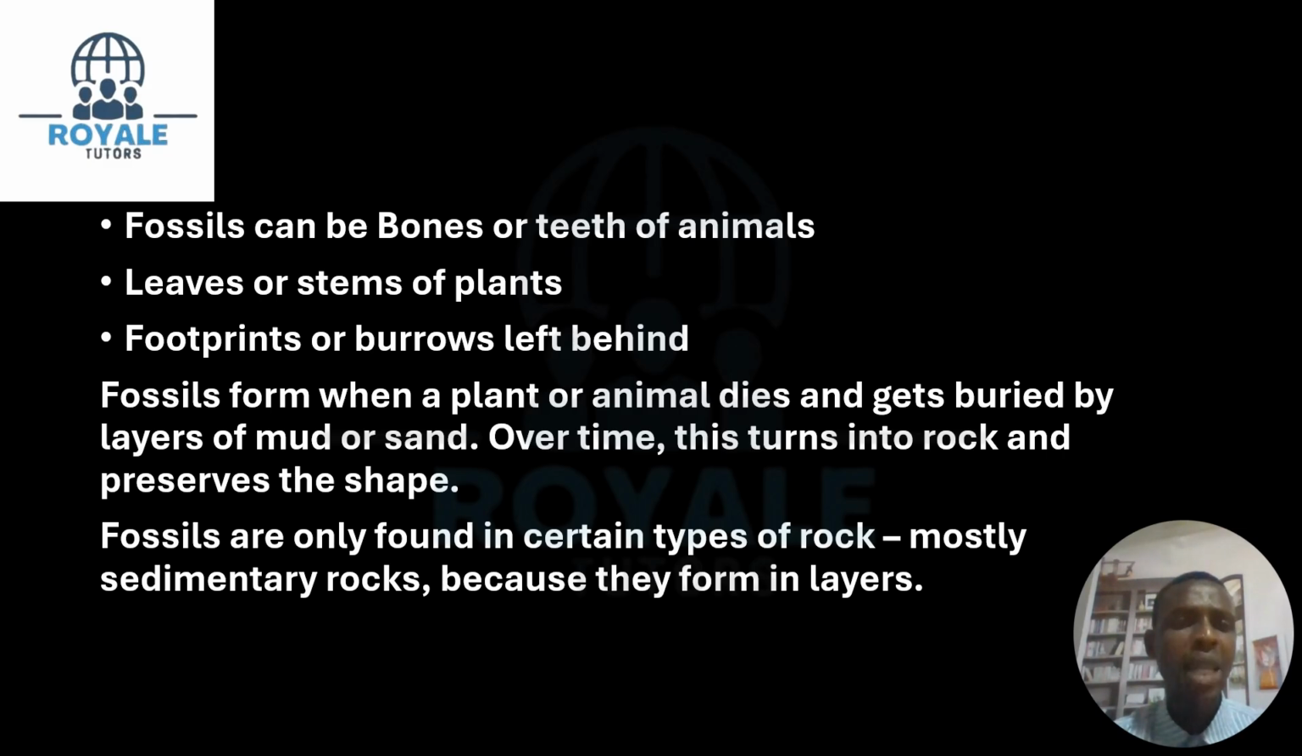Now, still talking about fossils. Fossils form when a plant or animal dies and gets buried. That's a condition. If the plant or the animal is not buried, it cannot become a fossil after several years. Why? Because there is every tendency that other plants, or most of the time, other animals might have picked them up and consumed them.